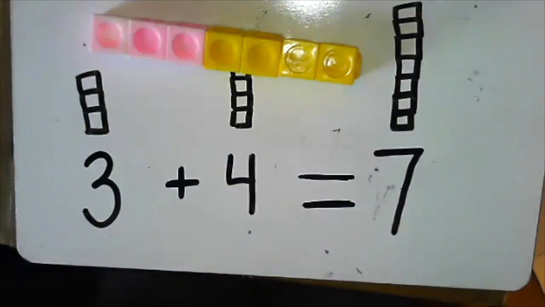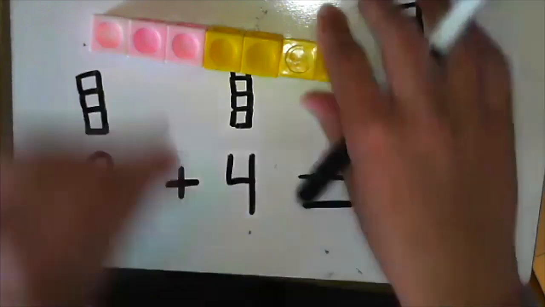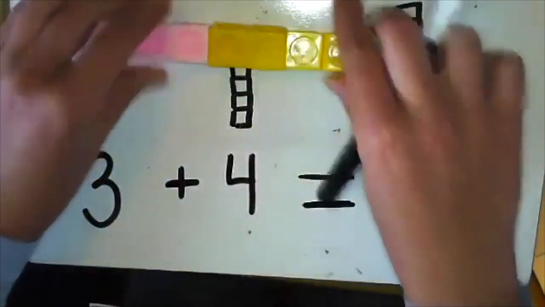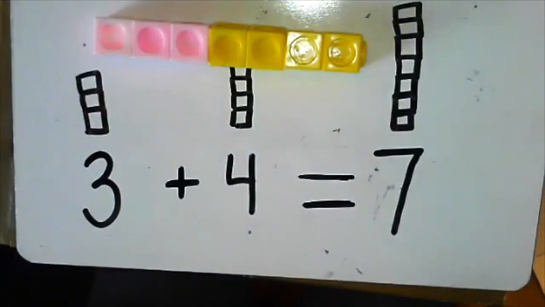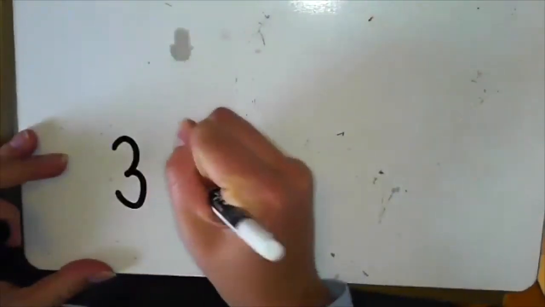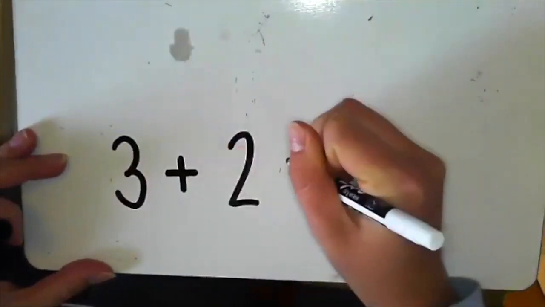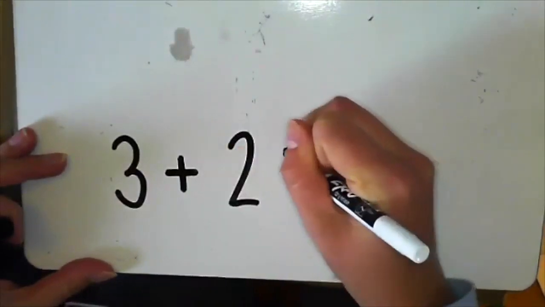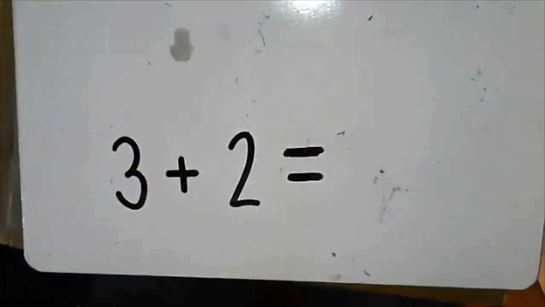Today, I'm going to show you an equation. Your job is going to be to model it with the snapping cubes, joining them together, just like I did. We'll do the first one together, and then you'll do a few on your own. Here's the first one. 3 plus 2 equals how many? Let's model it with our cubes.